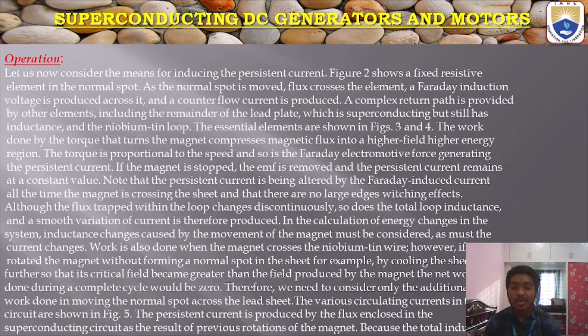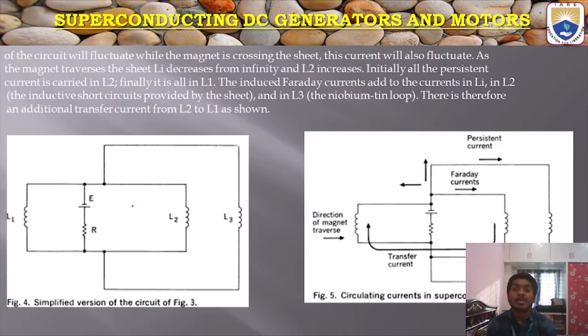The various circulating currents in the circuit are shown in figure 5. The persistent current is produced by the total flux enclosed in the superconducting circuits as the result of previous rotations of the magnet. Because the total inductance of the circuit will fluctuate while the magnet is crossing the sheet, this current will also fluctuate as the magnet traverses the sheet.